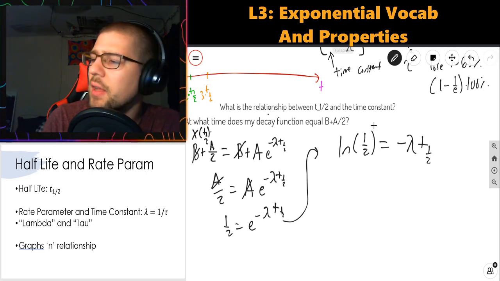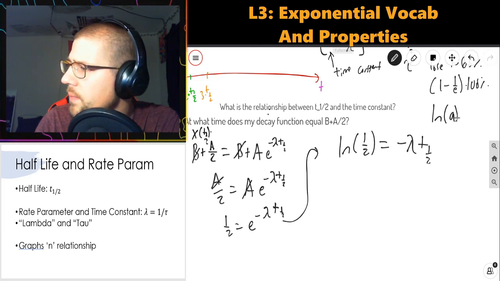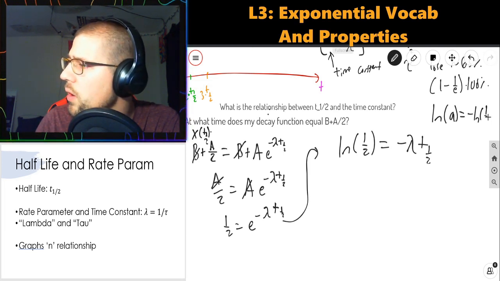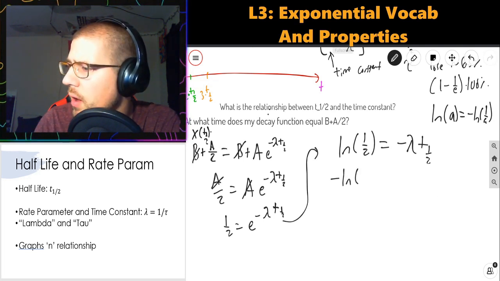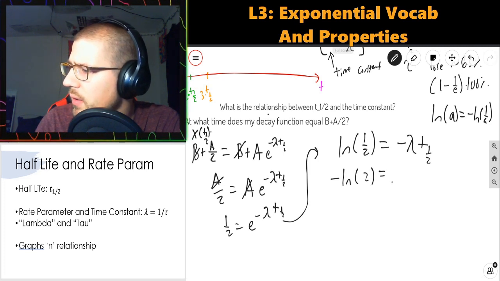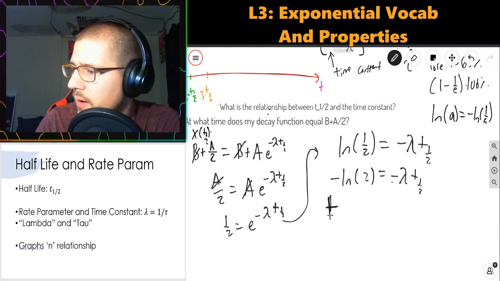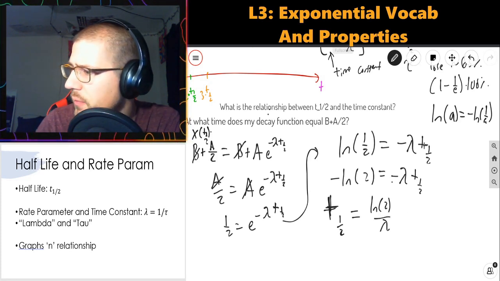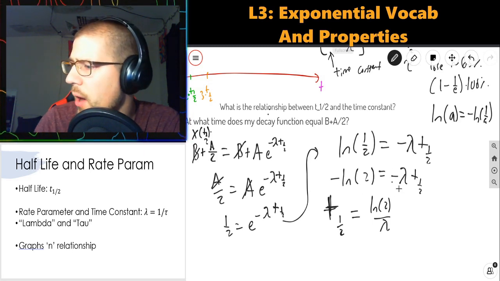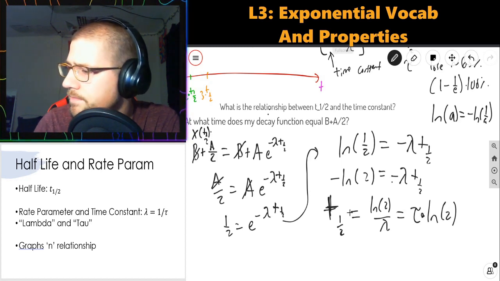And there's a property of the logs, which is that natural log of a is equal to negative natural log of 1 over a. So if I invert this log, I get negative natural log 2 equals negative lambda t1 half, which means t1 half, we're almost there. T1 half, the half-life time, is natural log 2 over lambda. Or, because lambda is the inverse of tau, the time constant, this is just tau times natural log of 2.